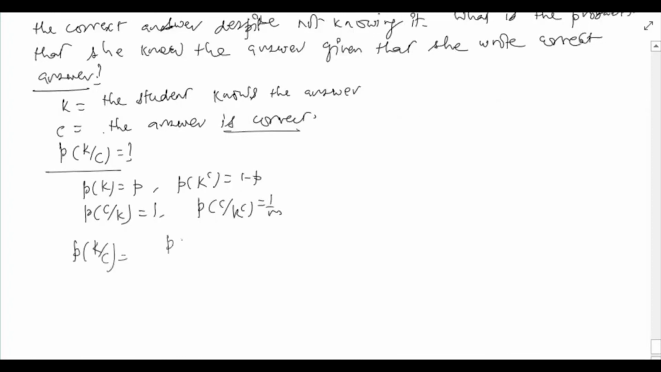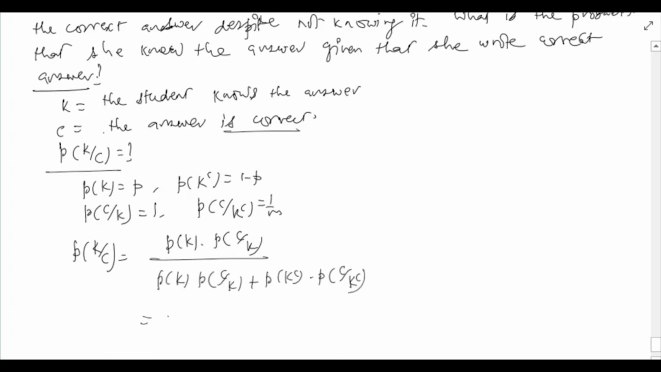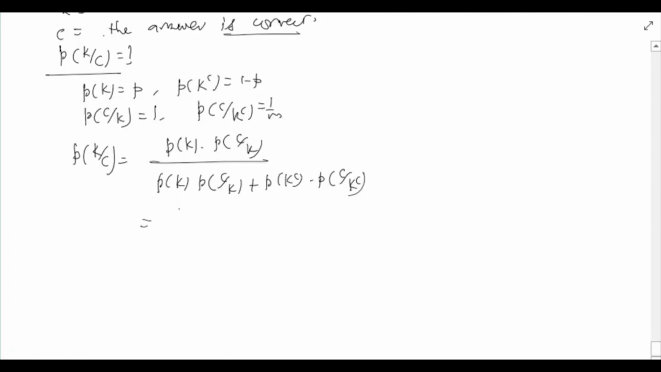It is probability of K times probability of C given K divided by probability of K times probability of C given K plus probability of K complement times probability of C given K complement. We know all these probabilities. Let us substitute these. So P times 1 divided by P times 1 plus 1 minus P times 1 by m. It turns out to be equal to mP divided by 1 plus (m minus 1)P.